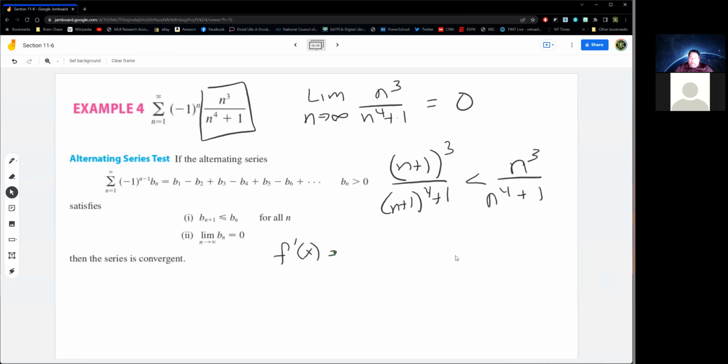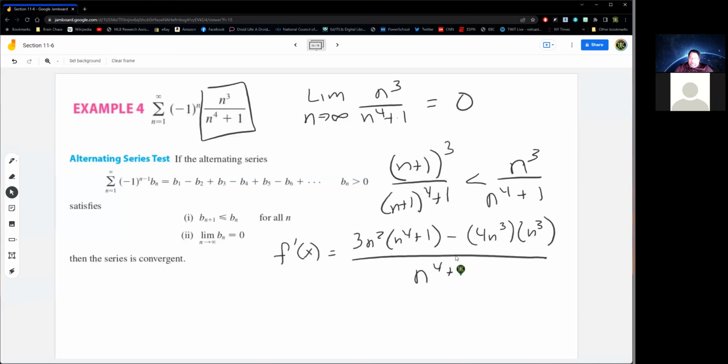So the derivative of this one, remember, it's the derivative of the top, so it's 3n squared times the bottom, minus the derivative of the bottom, which is 4n to the third times the top, over the bottom squared. And then the bottom doesn't matter because the bottom can never be negative. So we're just looking at the top. So I have 3n to the sixth plus 3n squared minus 4n to the sixth has to be less than 0.